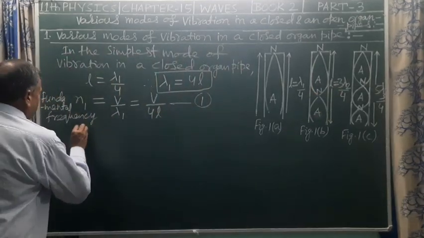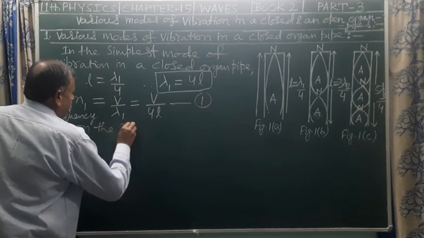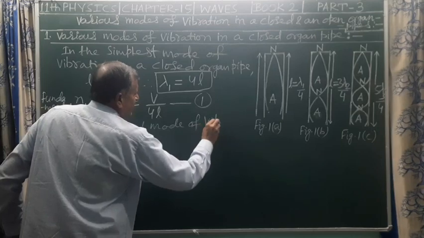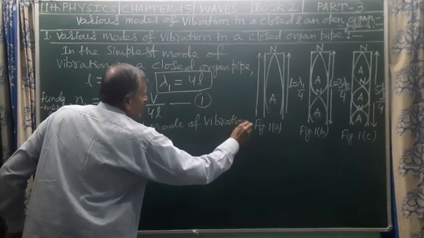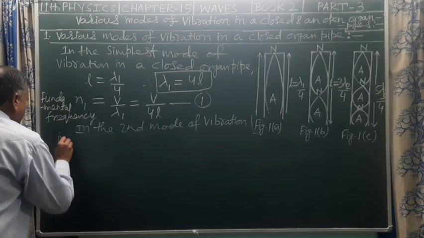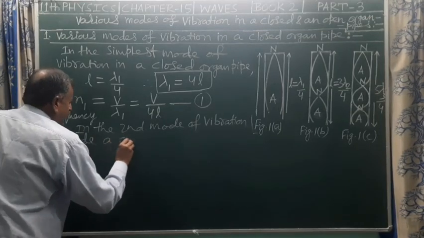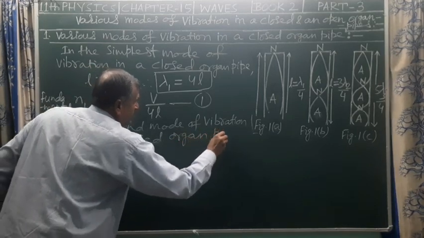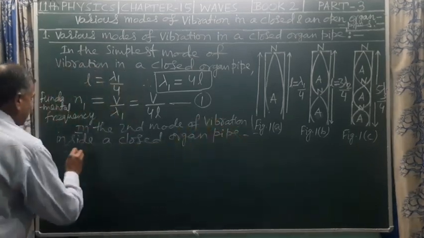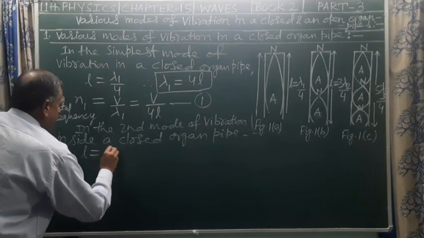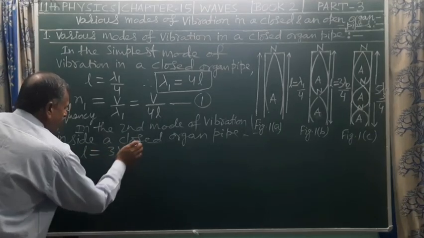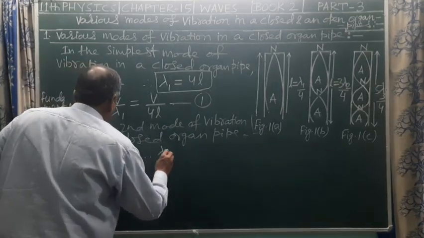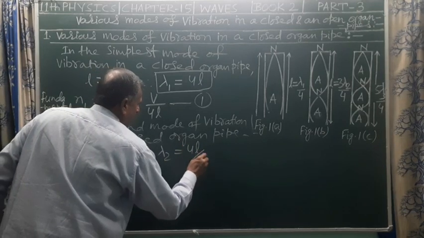So in the second mode of vibration inside a closed organ pipe, the length of the tube L equals 3 lambda 2 upon 4. Therefore, lambda 2 equals 4L upon 3.